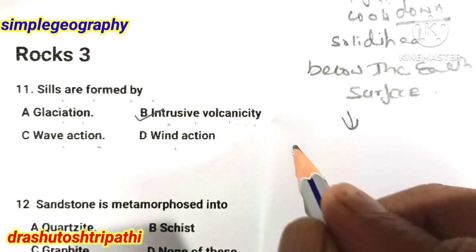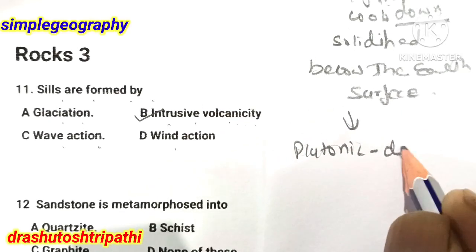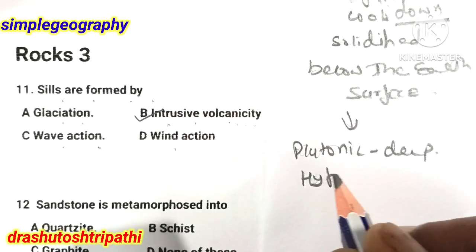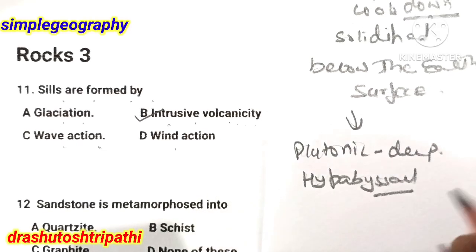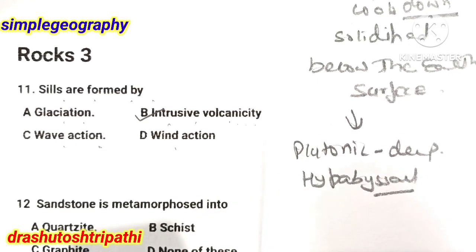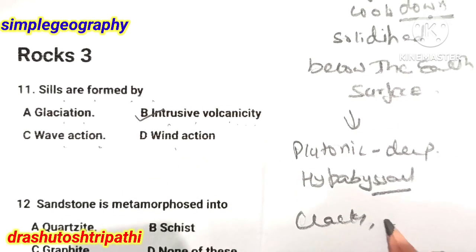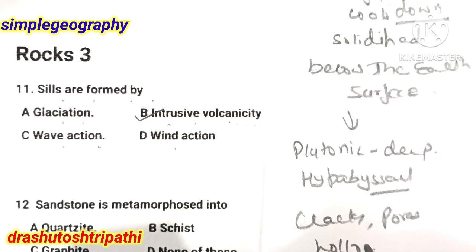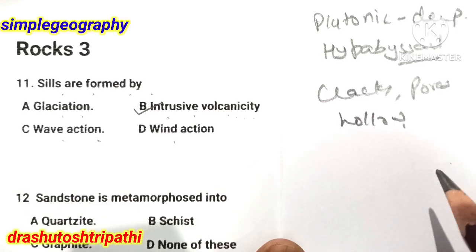Intrusive rocks have two types. The first one is plutonic, formed deep below the earth's surface, and the second is hypabyssal. What does it mean? When the magma cools and solidifies in the cracks, pores, and hollows of the earth's surface. Now the question is: what are sills?